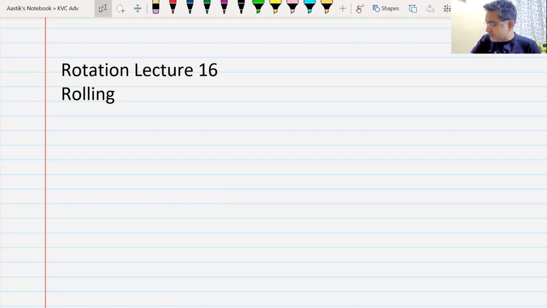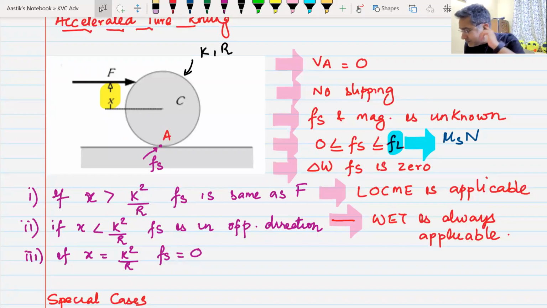In the last lecture, we were discussing cases of accelerated pure rolling. What are the things that you must remember in pure rolling? The velocity of the point of contact with respect to the surface has to be zero, no slipping. The friction is static in nature, the magnitude is not known. Work done by the static friction is zero. You can apply the work-energy theorem always. You also saw what would be the direction of friction, and it depends on where that force is applied.